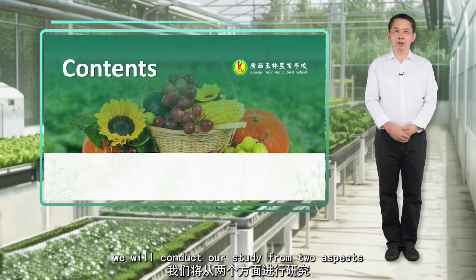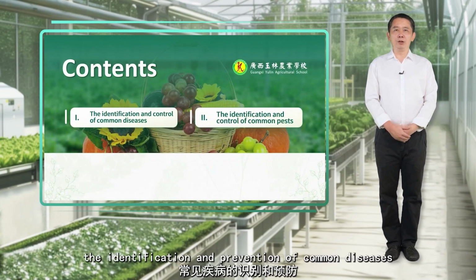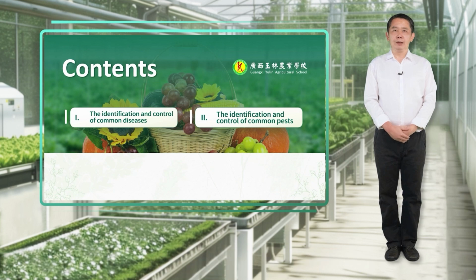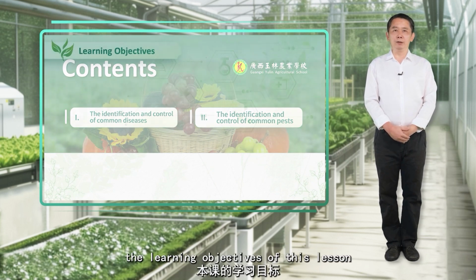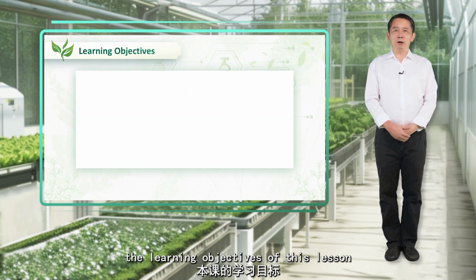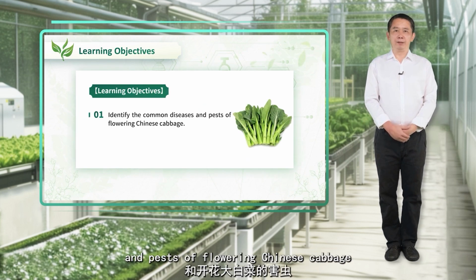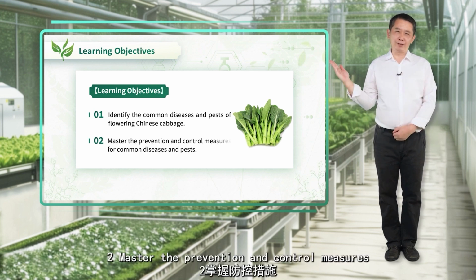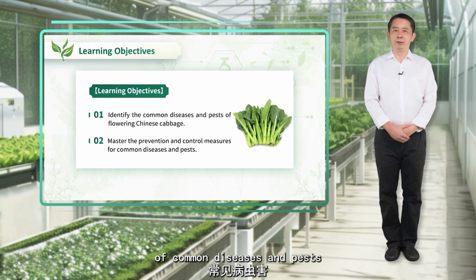We will conduct our study from two aspects: the identification and prevention of common diseases, and the identification and prevention of common pests. The learning objectives of this lesson are: 1. Identify the common diseases and pests of flowering Chinese cabbage. 2. Master the prevention and control measures of common diseases and pests.